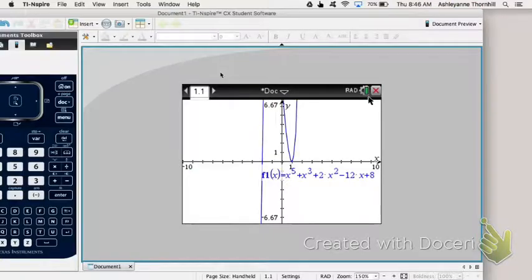Here's what your graph should look like. So we know that we have a zero here at negative 2. And then we have one here at 1. But we need 3 of them. 0.9. It rounds up to 1. So we would put 1. It says 1 on mine. It should say 1.